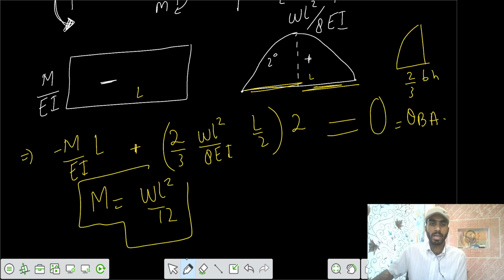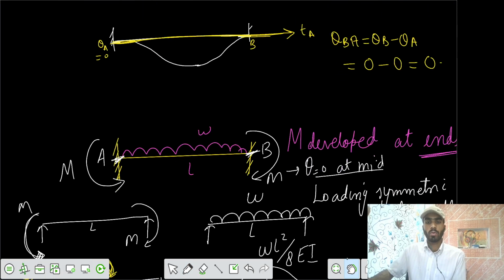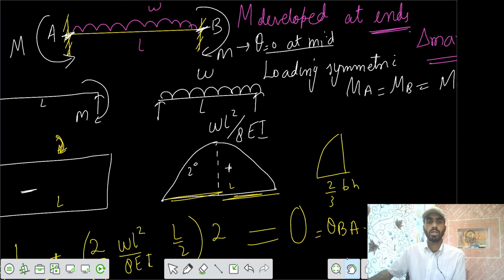So the moment developed is positive. Positive means the direction you assumed, that M is anti-clockwise here and clockwise in this part, is true. That means you assumed theta in this fashion, and that's correct. So finally you got the moment developed at the ends equal to WL square by 12.